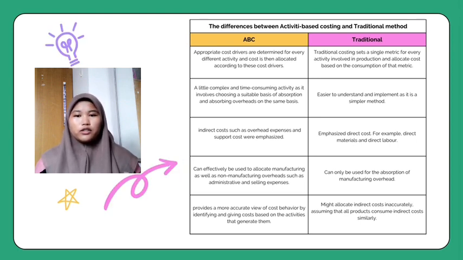Moving on, traditional costing method can only be used for absorption of manufacturing overhead. Last but not least, compared to activity-based costing, this method might allocate indirect costs inaccurately, assuming that all products consume indirect costs similarly. That's all from me, thank you.